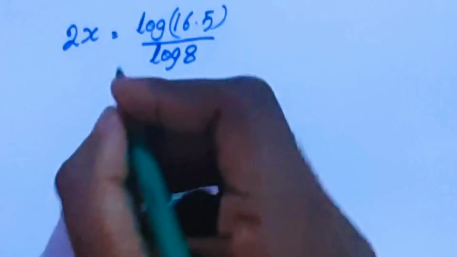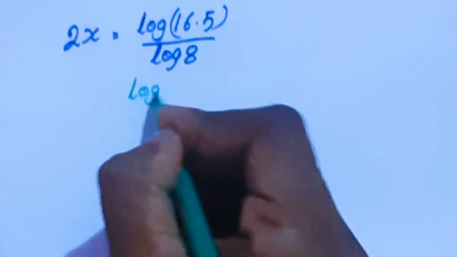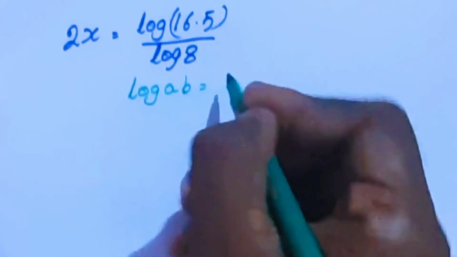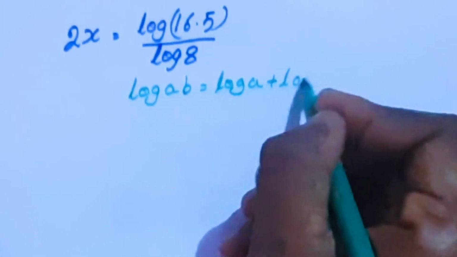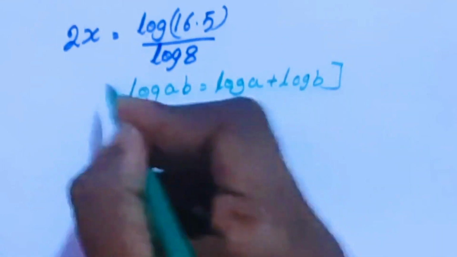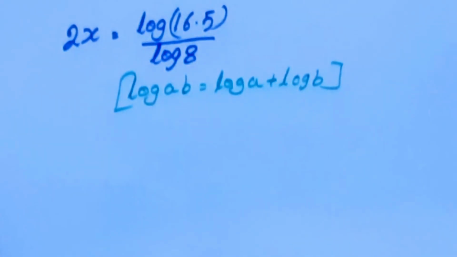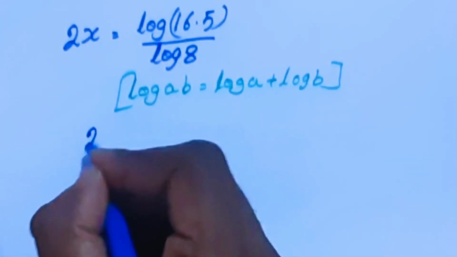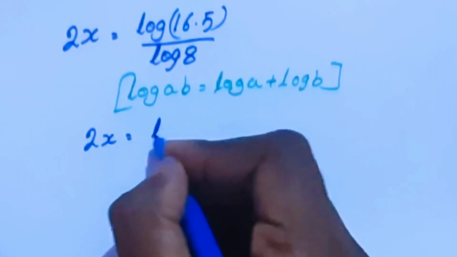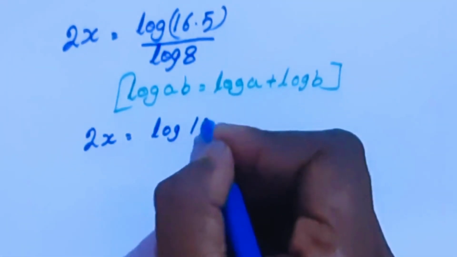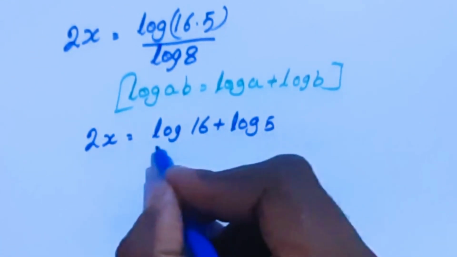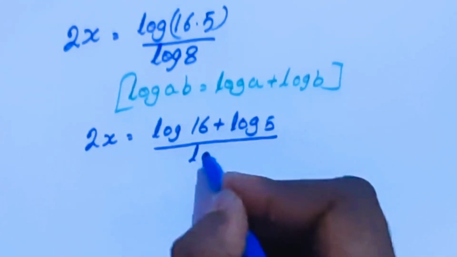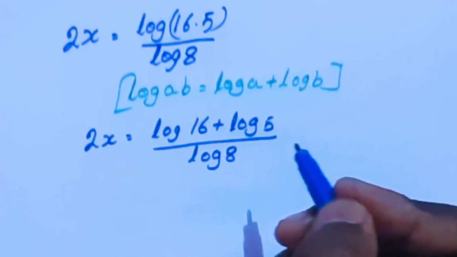So we'll get log AB equals log a plus log b. This we are going to implement here. So we'll get 2x equals (log 16 plus log 5) by log 8.